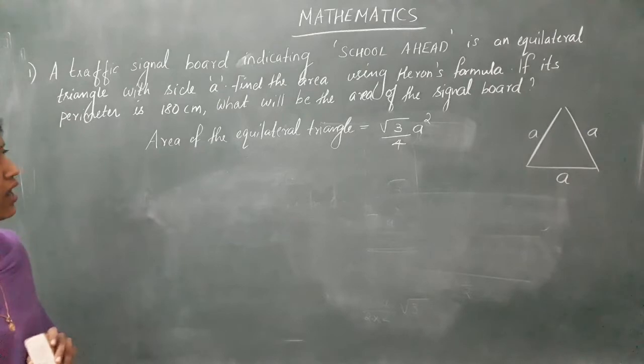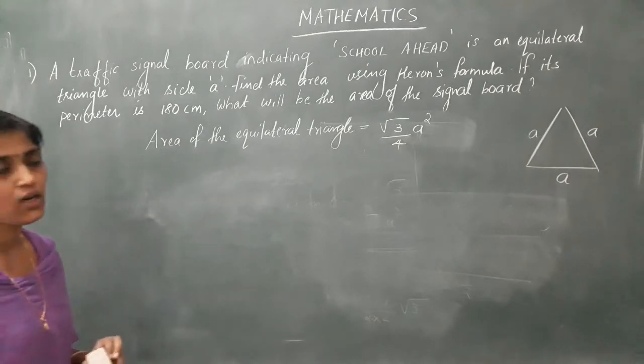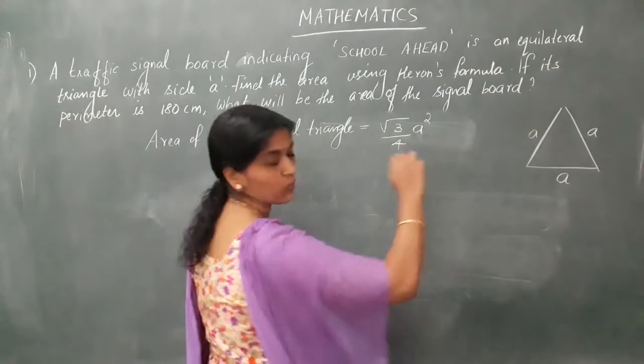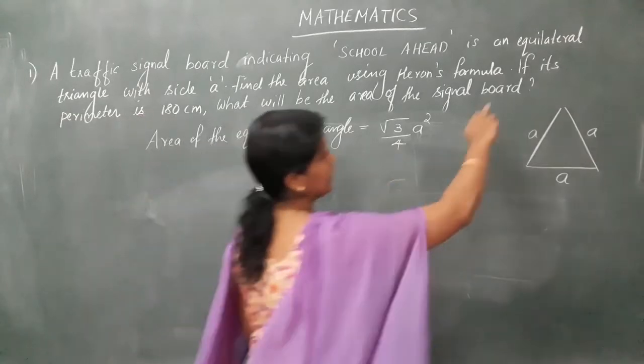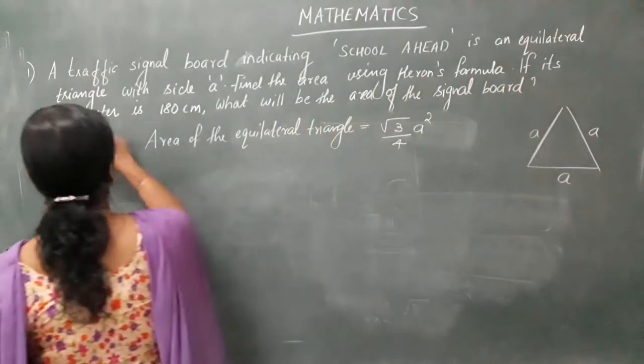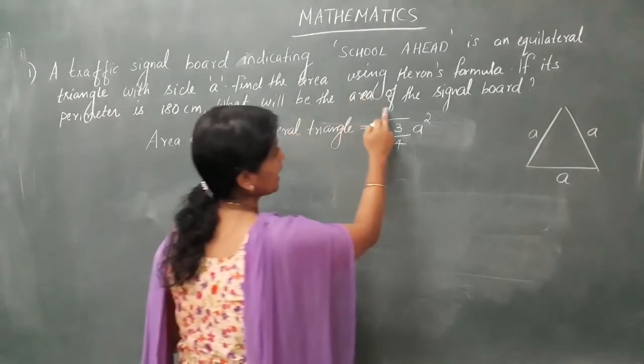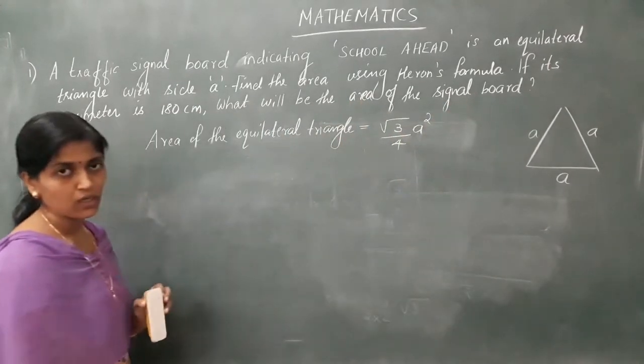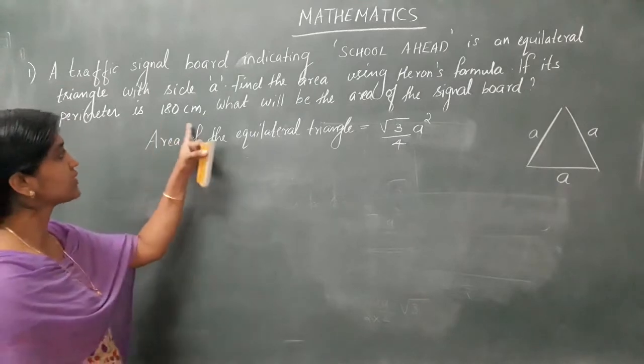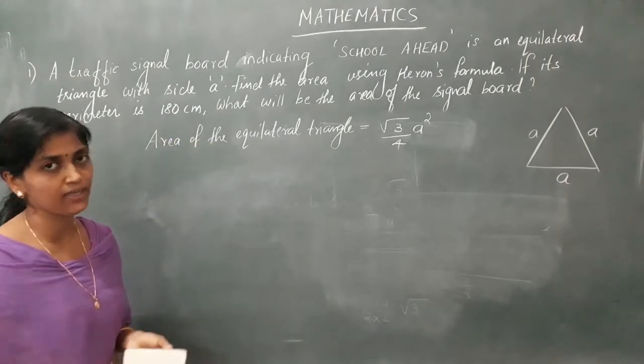Understood? Now, so first part is over. We have to go to the second part. What is the second part of the question? If its perimeter is 180 centimeter, what will be the area of the signal board? So if the perimeter is 180 centimeter, we are asked to find the area.